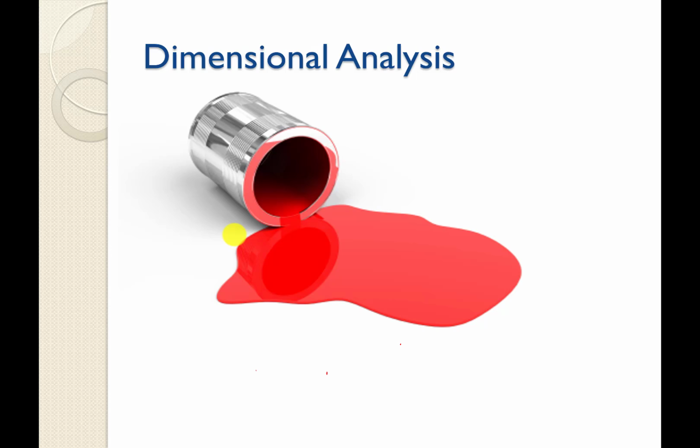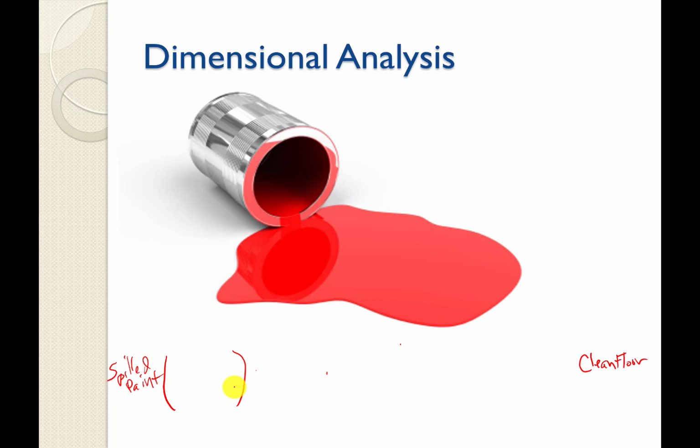Here's how it worked. I started with spilled paint. And what I wanted was a clean floor. And when you do dimensional analysis problems, you'll do this exact same thing. You'll put down what you're given on the left-hand side, what you want on the right-hand side. Now, let's see what I did.